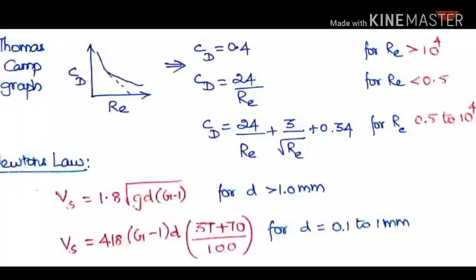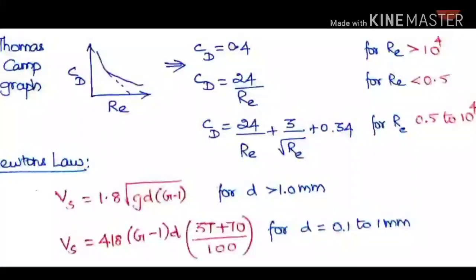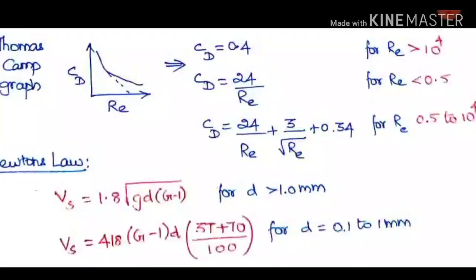The next is Newton's law. Newton's law gives the formula: settling velocity is equal to 1.8 root of G d into (G minus 1). This formula is suitable for a particle diameter greater than 1 mm. Between 1 mm and 0.1 mm another formula is given by Newton. It is 418 into (G minus 1) into d into (3T plus 70) by 100. Here T is the temperature.